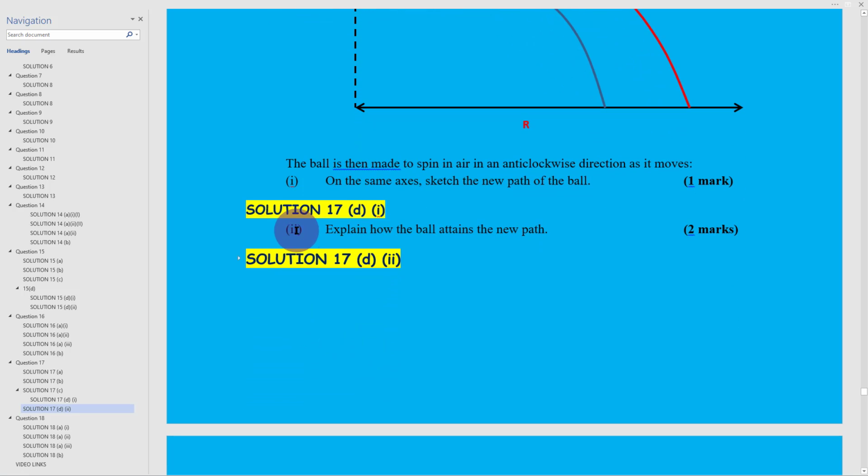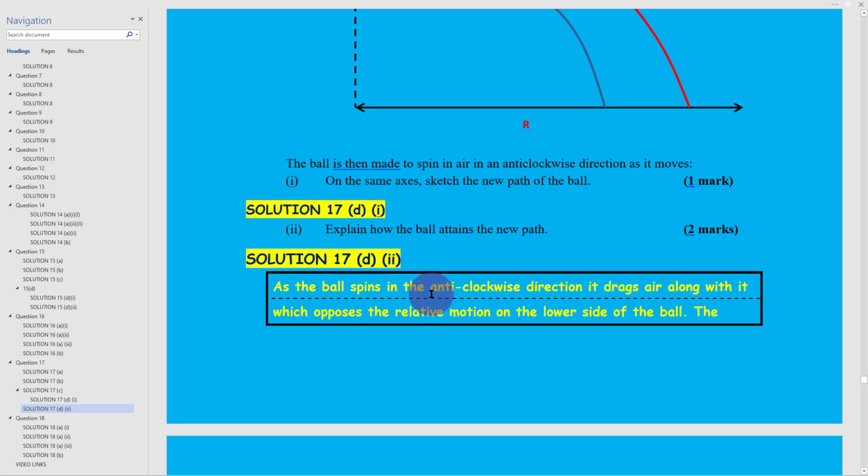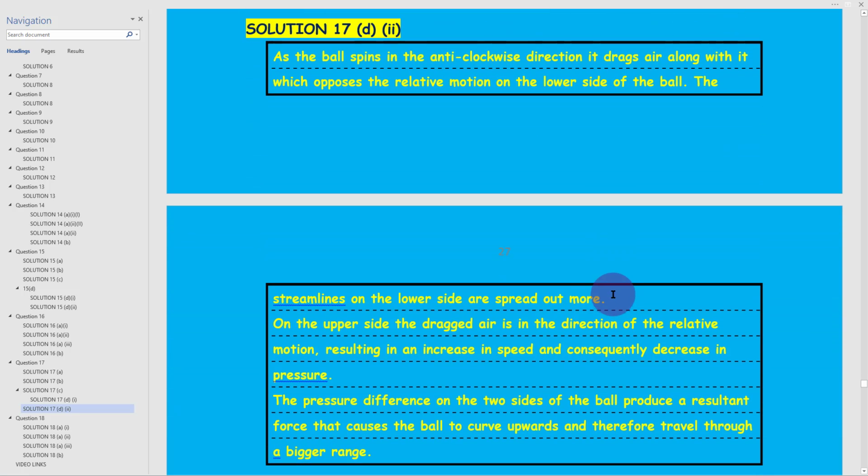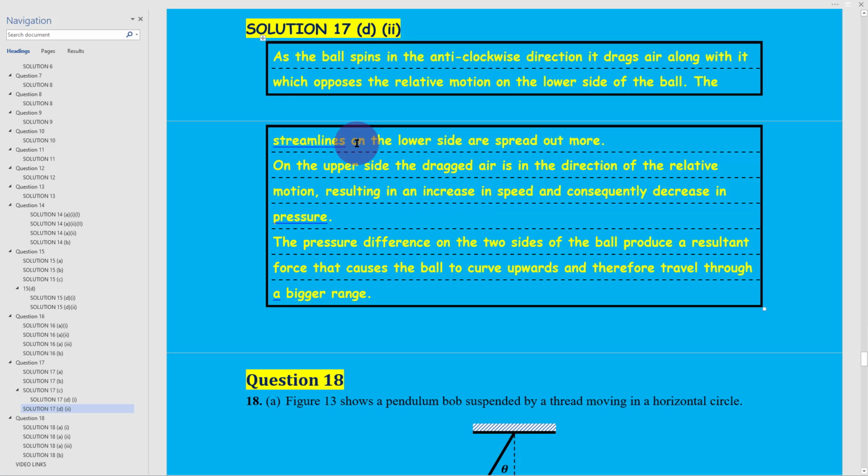Now, what is the explanation? Explain how the ball attains the new path. Let's see about that explanation. As the ball spins in the anti-clockwise direction, it drags air along with it, which opposes the relative motion on the lower side of the ball.